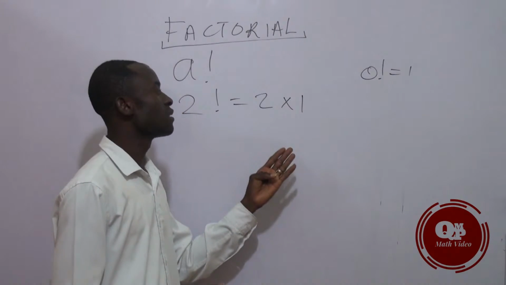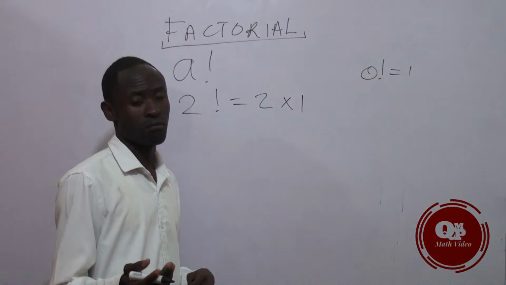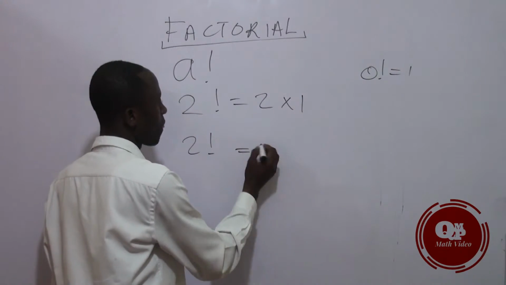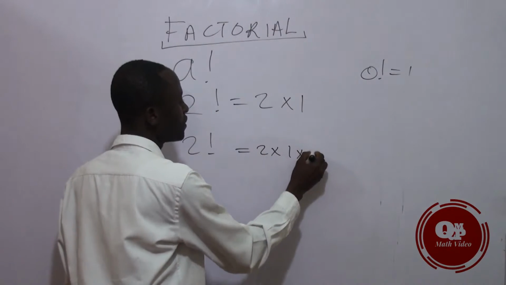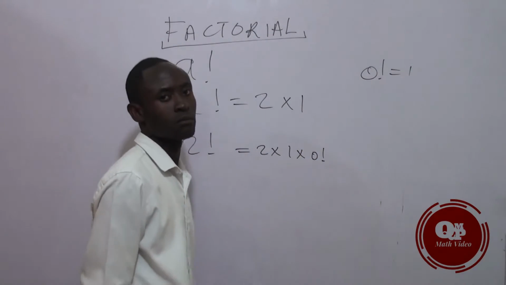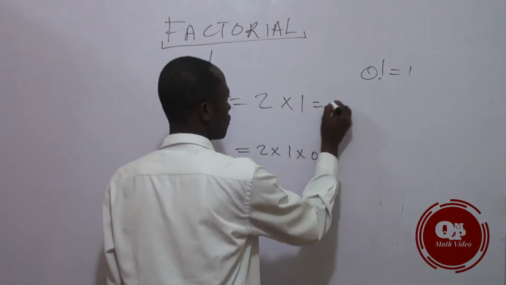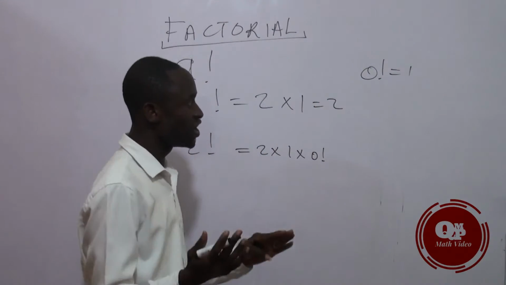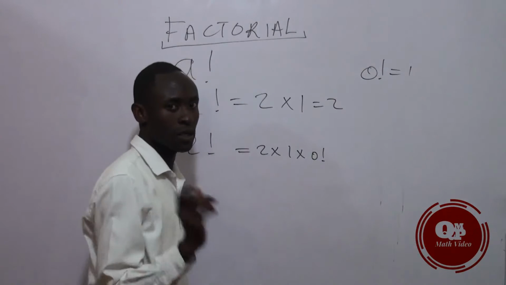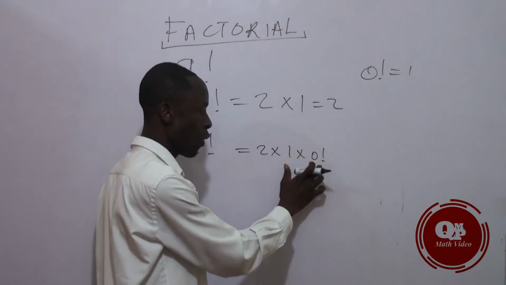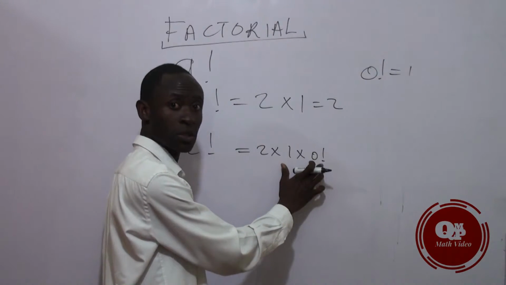These 2 factorial can still be written in a different form. How? We can write 2 factorial as 2 times 1 times 0 factorial. Okay, now check it out. What is 2 times 1? Yes, 2. Now, per definition, we know that 0 factorial is 1. So check it out. We have 2 times 1, which is 2, times 0 factorial, which is 1. So 2 times 1 is what? 2. Yes.